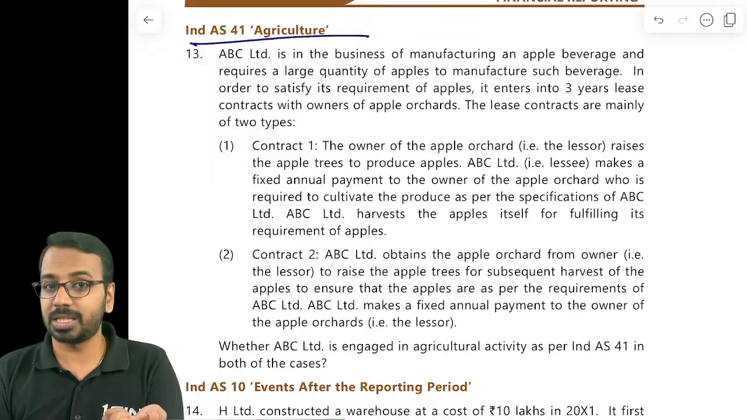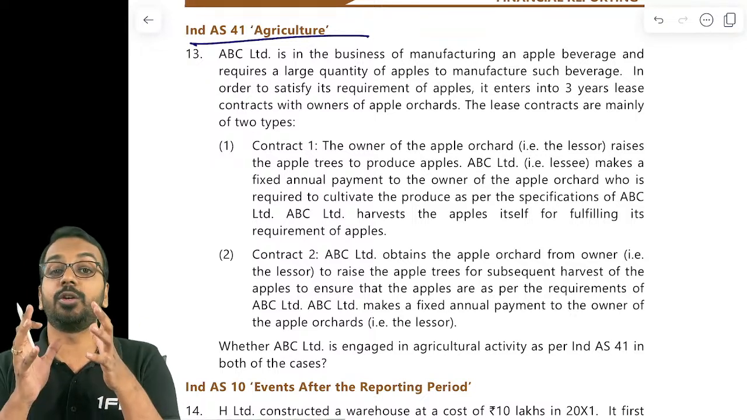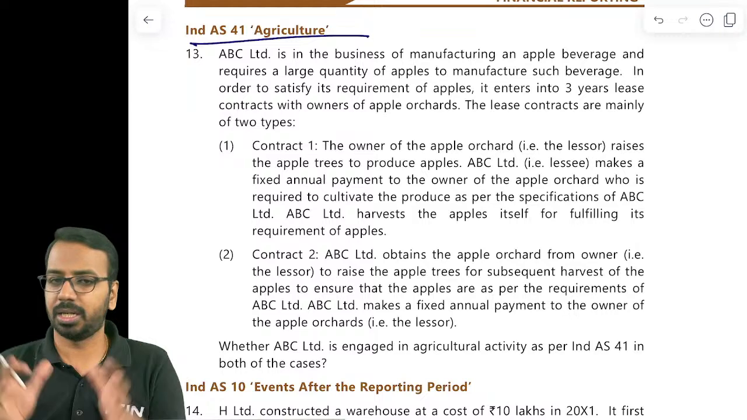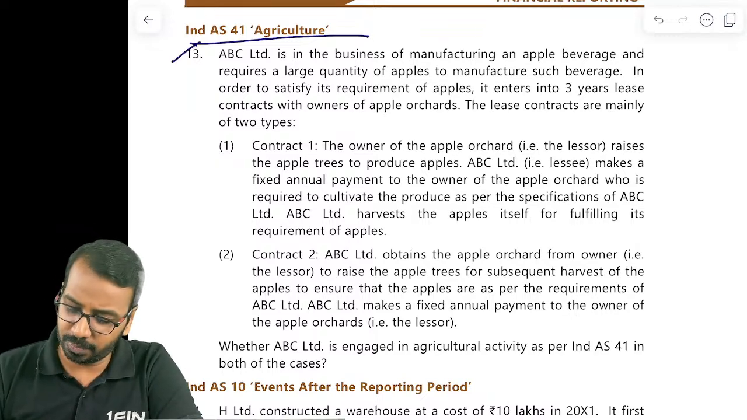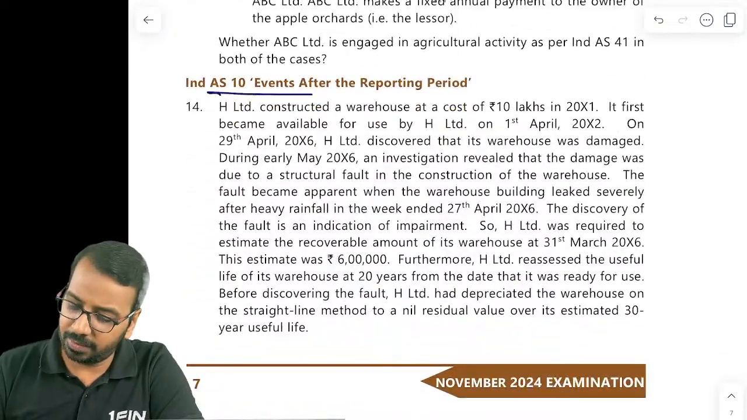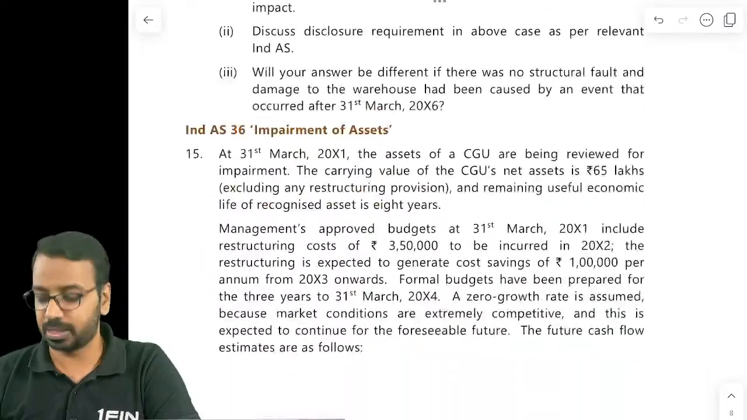When the vendor does the biological transformation management, when they do all the management of the entire orchard and everything, and they give you the final product, it is not an agricultural activity. Again, a simple concept based question. Then events after the reporting period, already similar questions as we have discussed in the class.